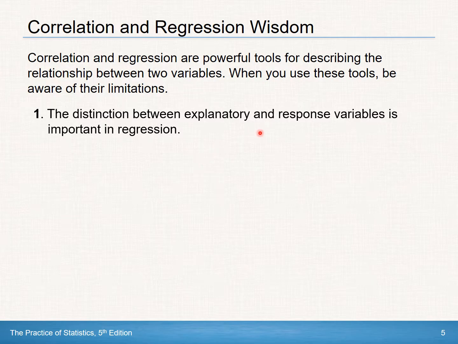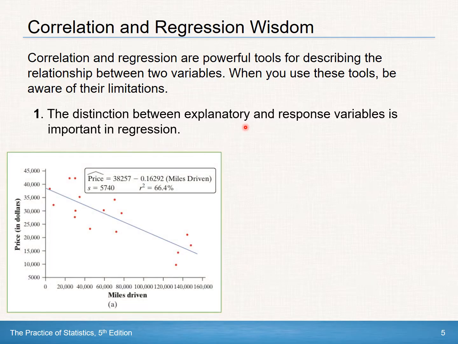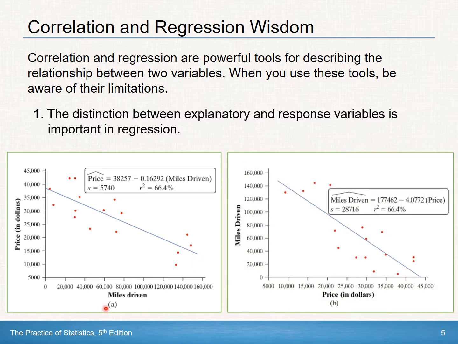They'll love that. So, correlation and regression wisdom. Correlation and regression are powerful tools for describing the relationship between two variables. When you see these tools, be aware of their limitations. The distinction between explanatory and response variables is important in regression.